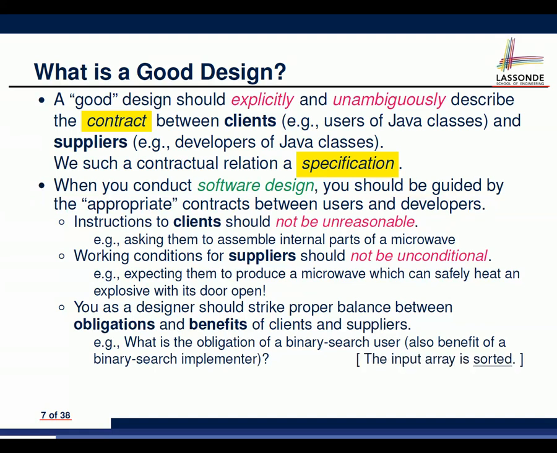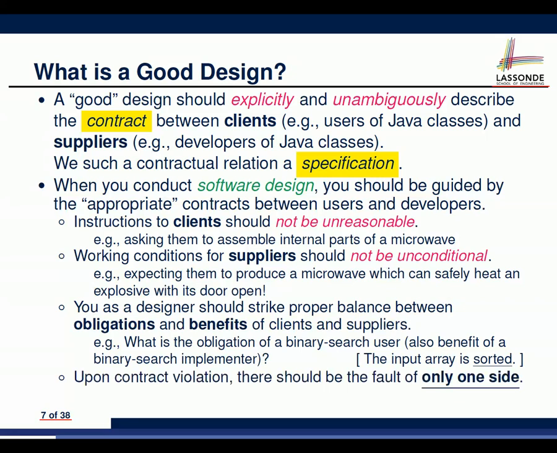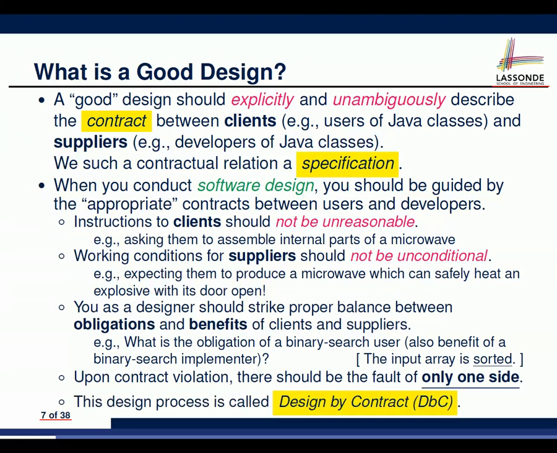Okay, the array is sorted. Now, when the contract is violated, the worst case you want to have is when both sides are wrong, which means the client is wrong and the supplier is wrong. You don't want that kind of case, right? It's more useful to say that when any kind of error occurs at runtime, one side is to be blamed. Either the client is to be blamed or the supplier is to be blamed. Okay, the whole process is called design by contract.